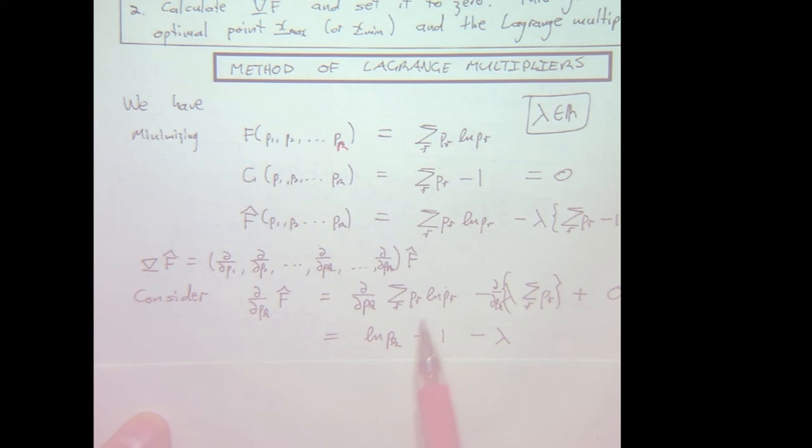Only one of the terms in the sum contains pk. So that's d by dpk of pr ln pr. That's ln pk plus 1, by the product rule, minus, and for the same reason, only pk survives here. It's d by dpk of pk, which is 1. So it's lambda times 1, so it's lambda. So it's that minus lambda.